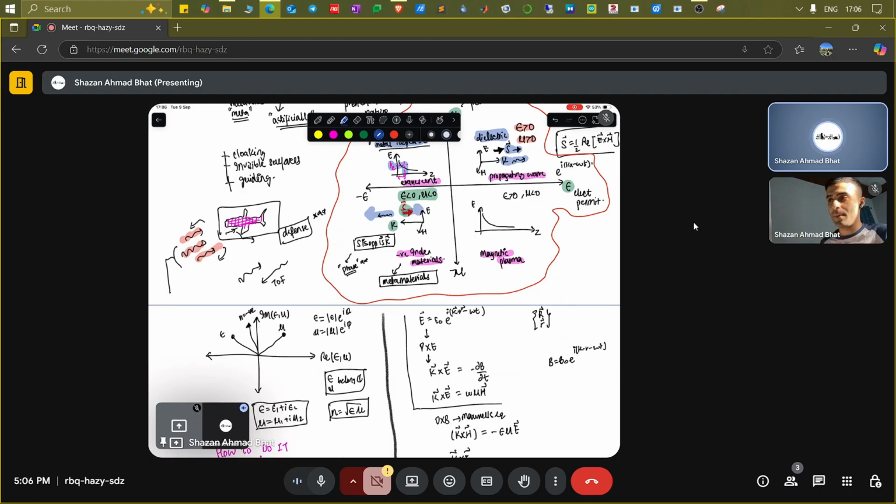That's what makes them interesting and worth studying, because it's a different phenomenon which we have not seen at all in the normal materials we talked about.